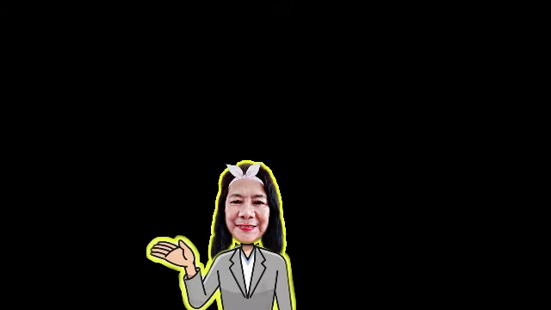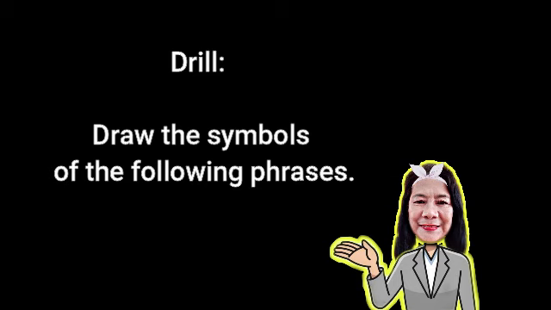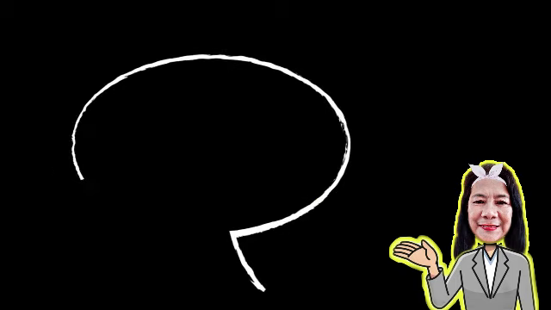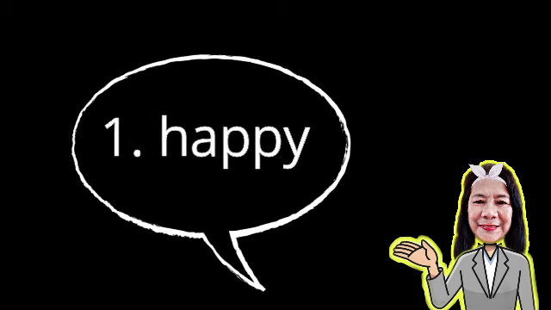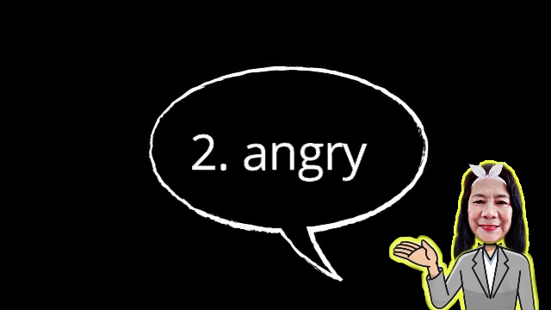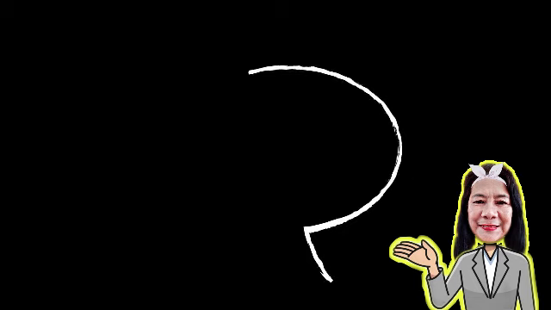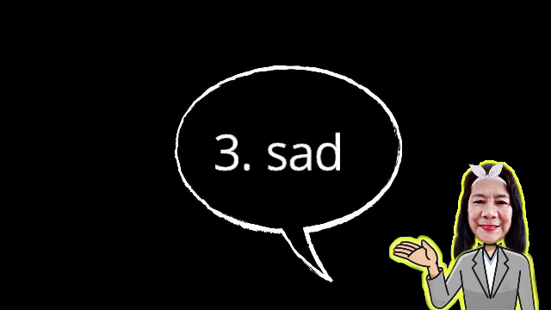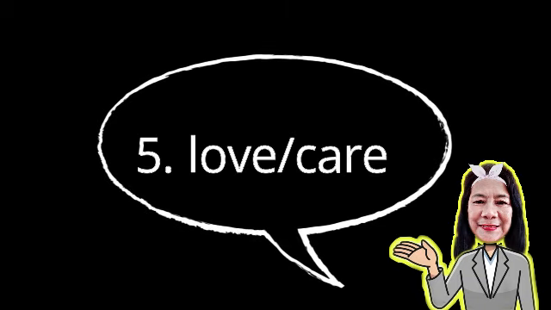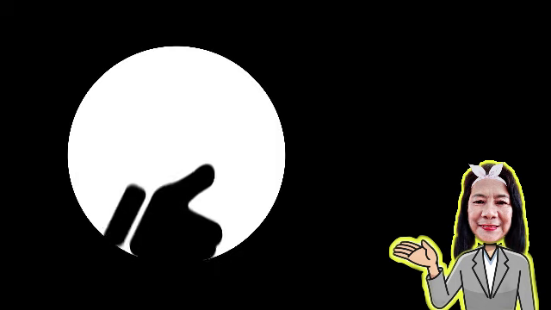As I flash the phrase on the screen, I would like you to draw the symbol in your notebook or paper. Okay, let's begin. Number 1, happy. Number 2, angry. Number 3, sad. Number 4, cry. Number 5, love. Are you done?